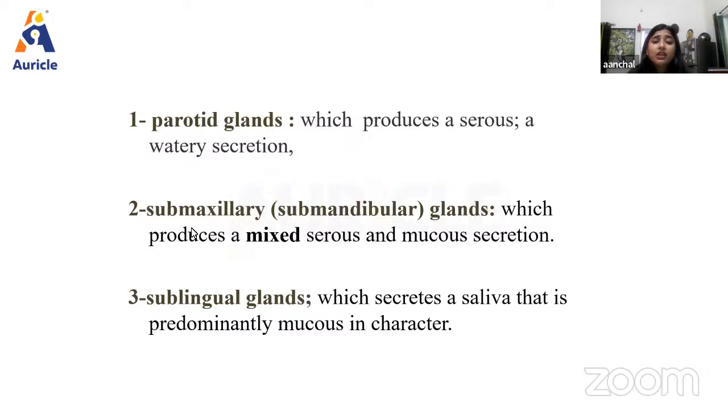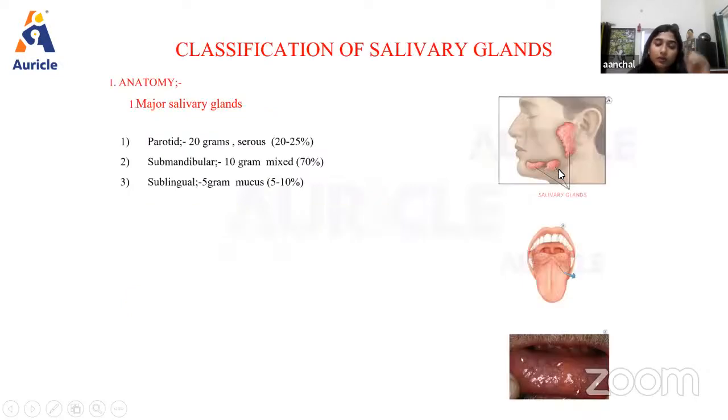Then next we have the submaxillary gland. Another name for the submaxillary gland is the submandibular gland, which produces a mixed serous and mucus secretion. If we look at the location, this is the location of the submandibular or submaxillary gland. It is located in the submaxillary triangle, medial to the mandible. Each gland weighs about 8 to 10 grams.